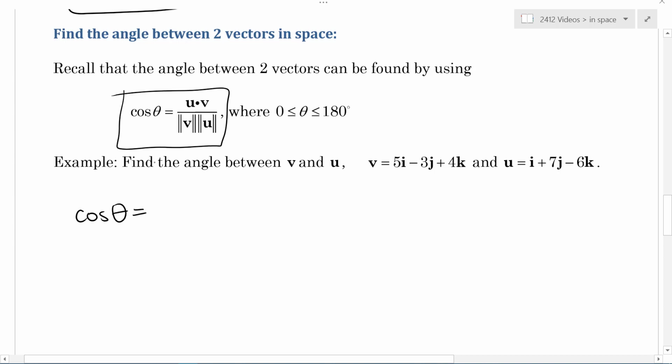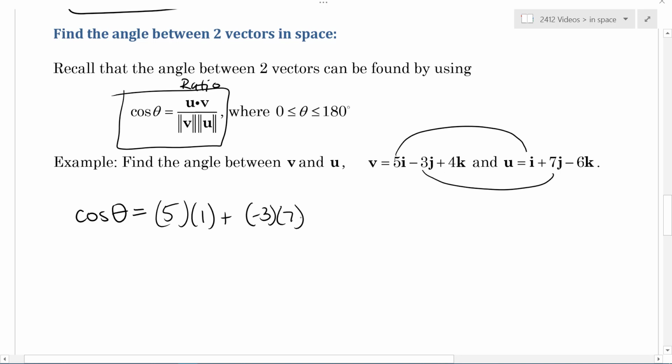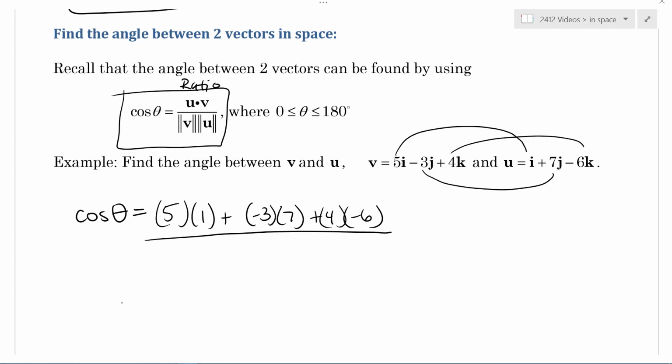To do that, remember that we're going to find the ratio by using this formula. We're going to find the dot product of the two vectors. So let's go ahead and do that. It's going to be 5 times 1 plus negative 3 times a positive 7 plus a positive 4 times a negative 6. So that's what goes at the top of that formula. And then we're also asked to multiply the magnitudes of the two vectors underneath. So I'm just going to come up here. Let's find the magnitude of vector v.